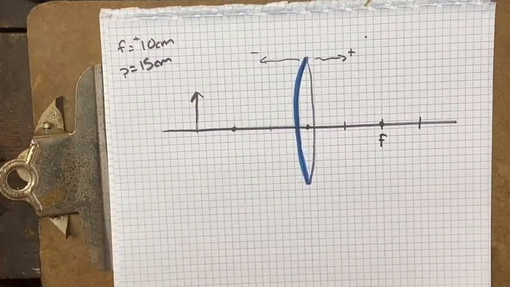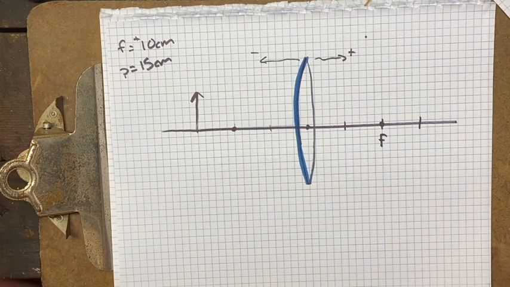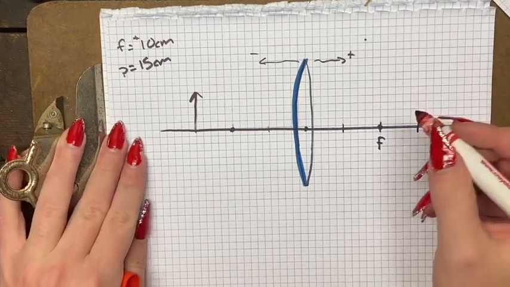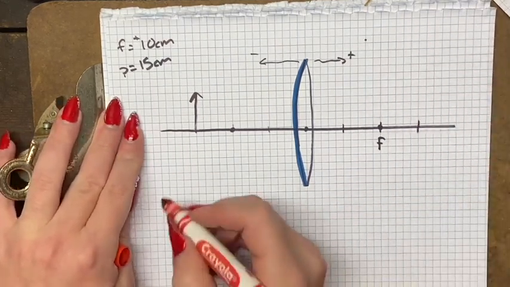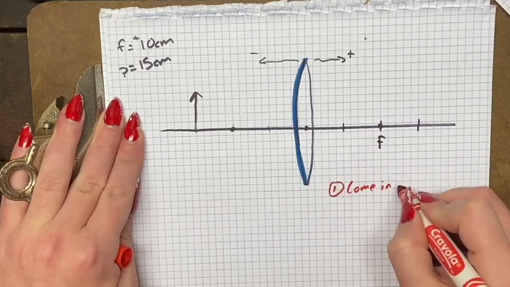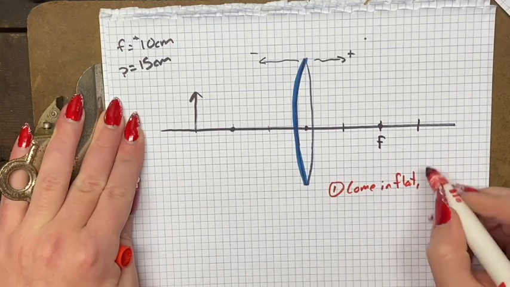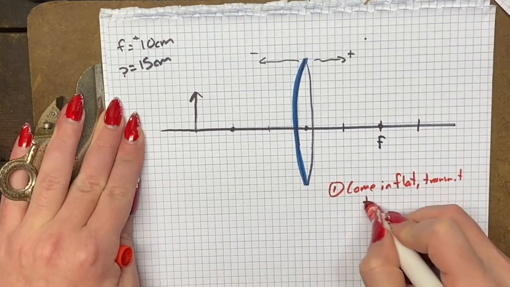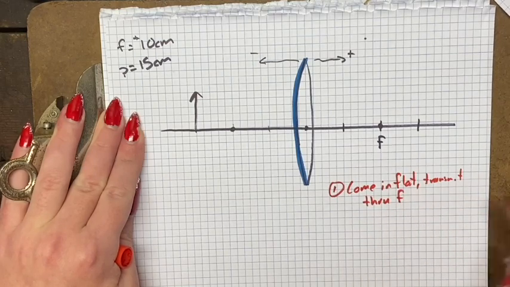Okay, so when we do the rays in the ray diagram, there are three options that we have to choose from. The first one is come in flat, just like we did before. So let's make this, I'll write it down here. Come in flat, and then transmit through the focal point.